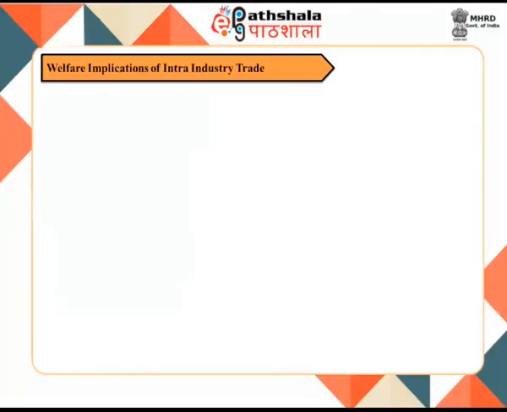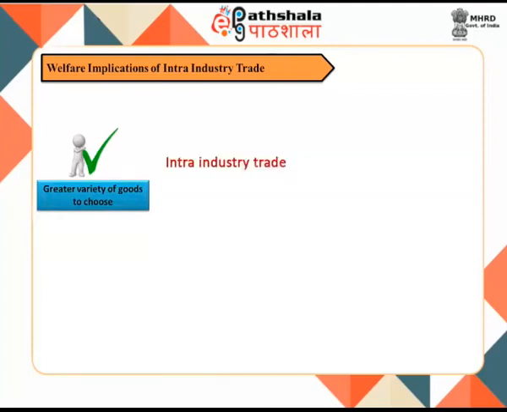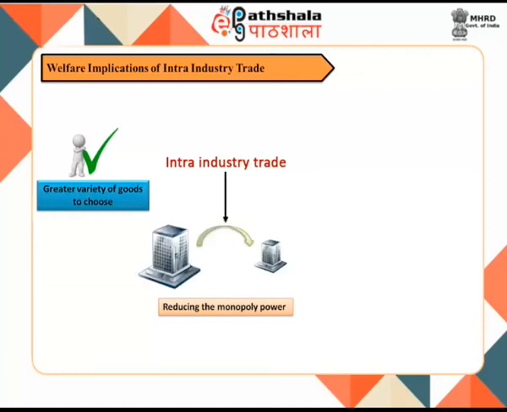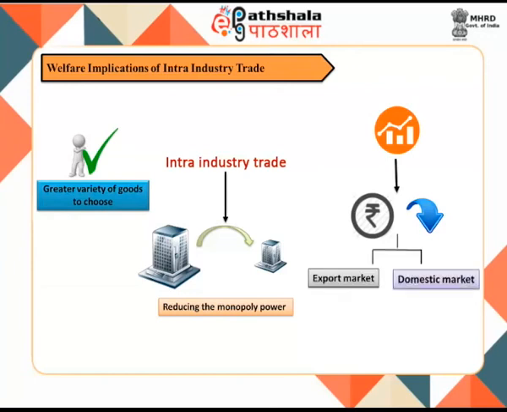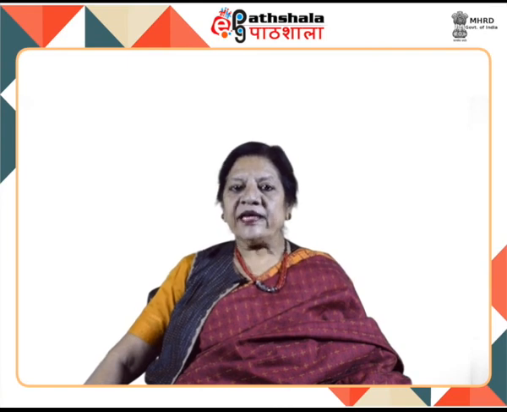The welfare implications of intra-industry trade occurring in homogeneous products and in horizontally or vertically differentiated products are: consumers gain from having a greater variety of goods to choose from. Intra-industry trade is effective in reducing the monopoly power of domestic firms. The increased output results in price decline not only in the export market but also in the domestic market due to economies of scale. Let us now recapitulate what we have studied in this module.